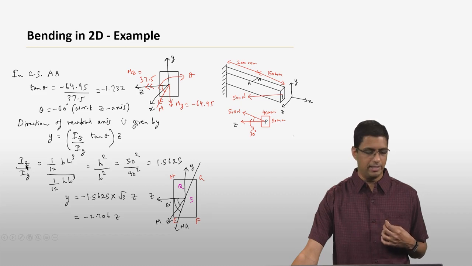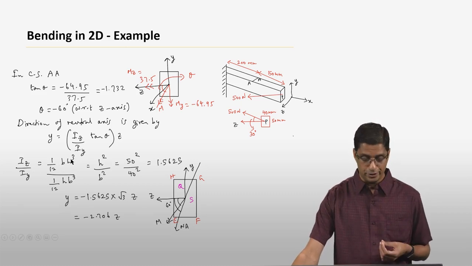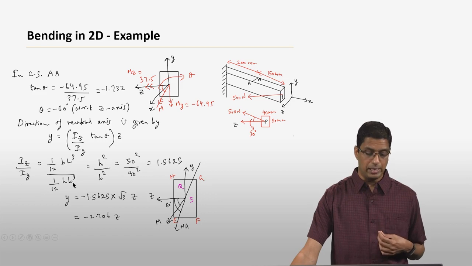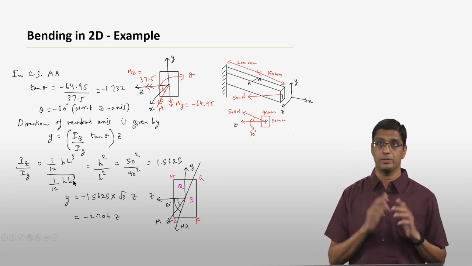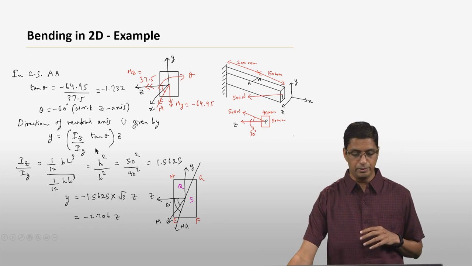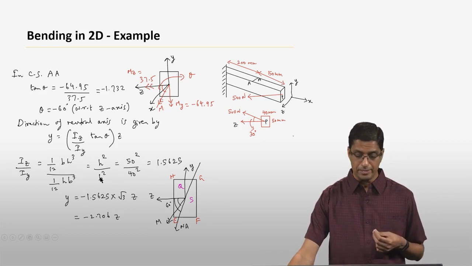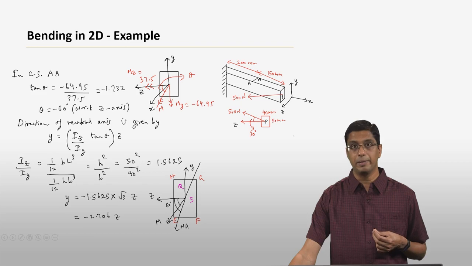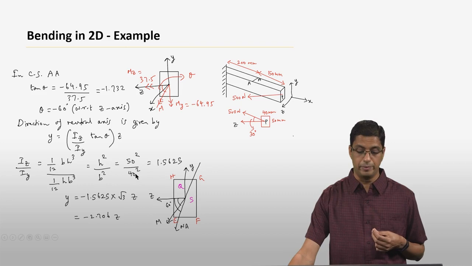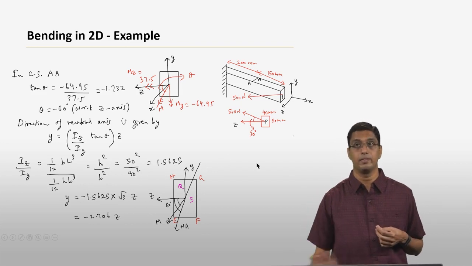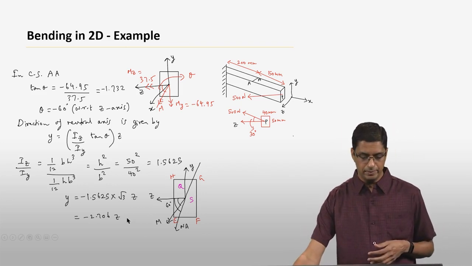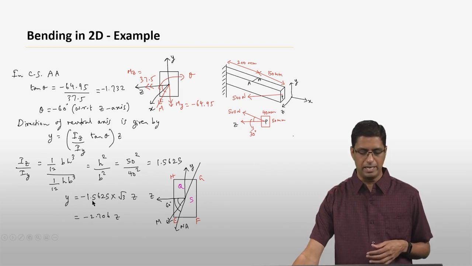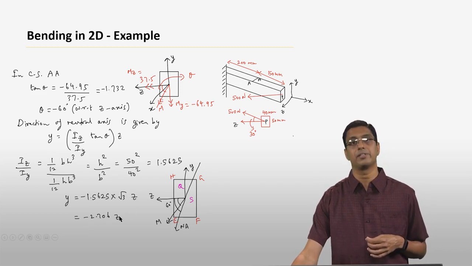That is actually fairly straightforward. Iz is 1 over 12 times b h cubed. Iy is 1 over 12 times h b cubed. So there's a difference; they're not the same. If you simplify, the ratio is nothing but h squared over b squared. H in this case is 50 millimeters, and b is 40 millimeters. So essentially 50 squared by 40 squared, that is 1.5625. So now your y is minus 1.5625 times tan theta, which is minus 1.732, times z, which is minus 2.706 z.